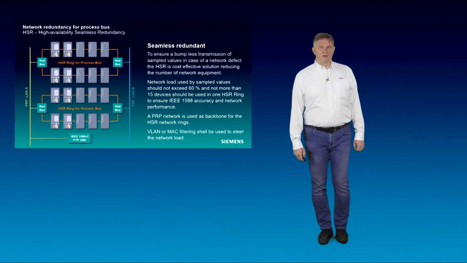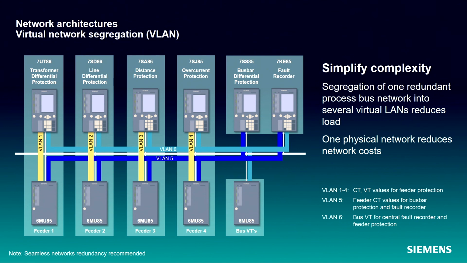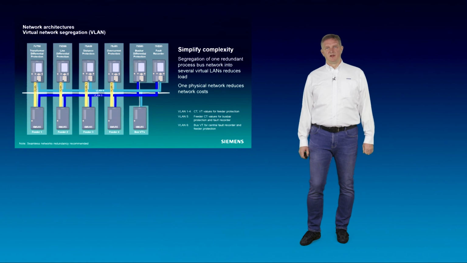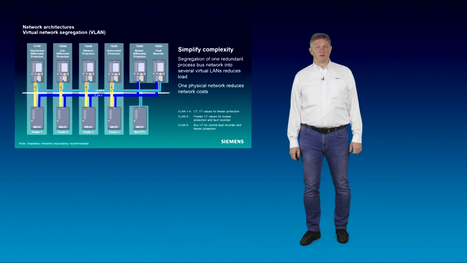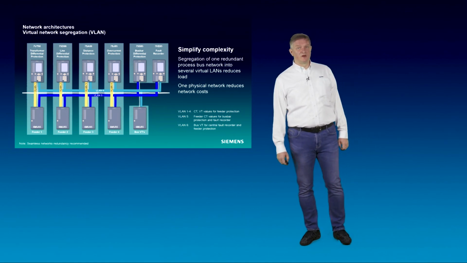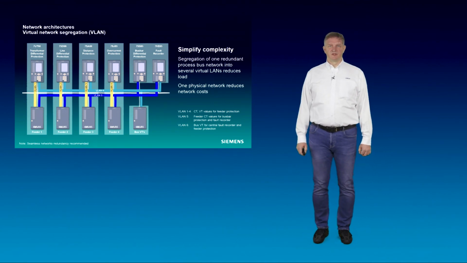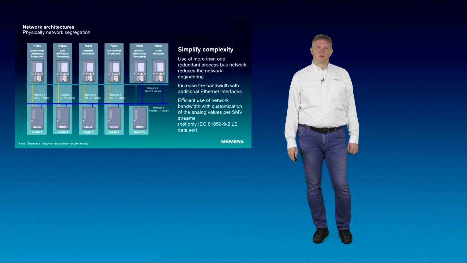the sample synchronization. As you just learned, the ProSpace network should not be loaded with more than 60% of the network bandwidth by sampled values. The network load can be segregated into virtual LANs using VLAN or MAC filtering. This allows the use of one single cost-optimized physical network, even if the total load of the sampled values is above the 60% of the individual 100 MB links to the merging units and protection devices.